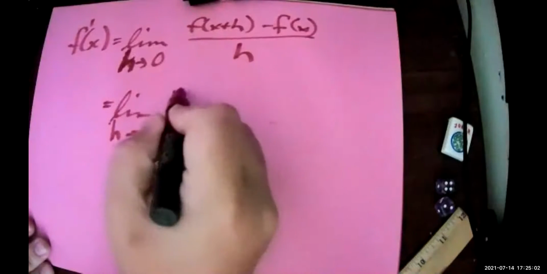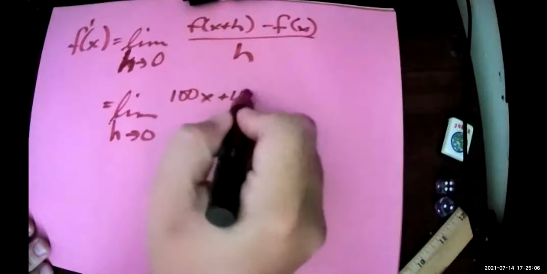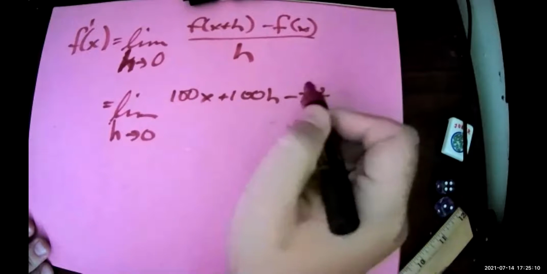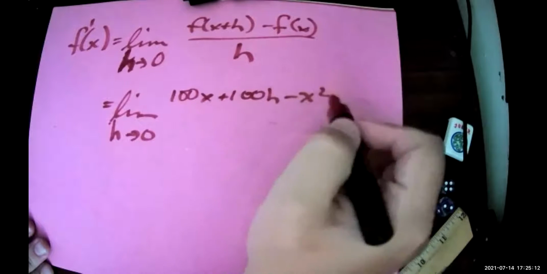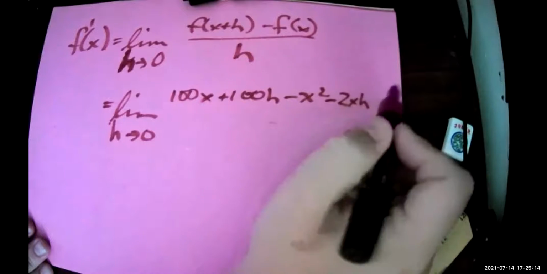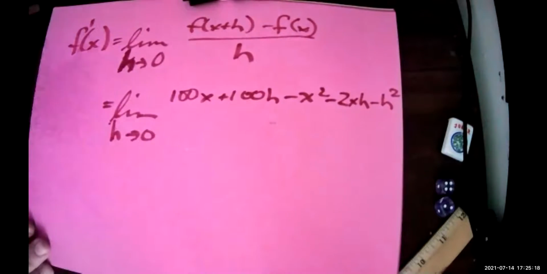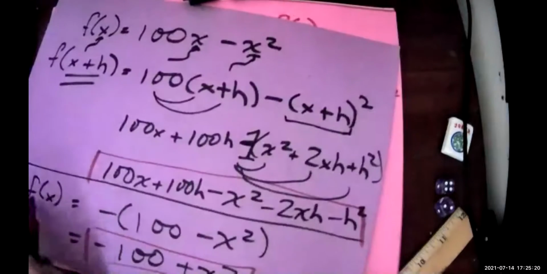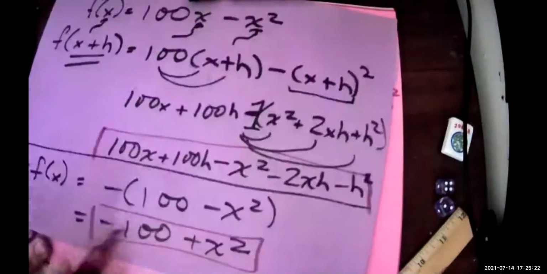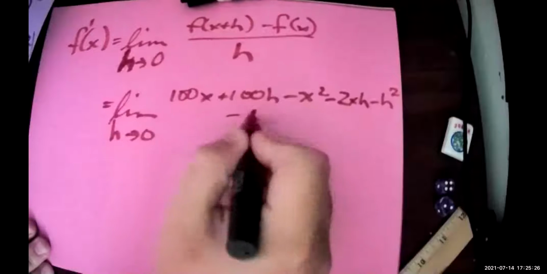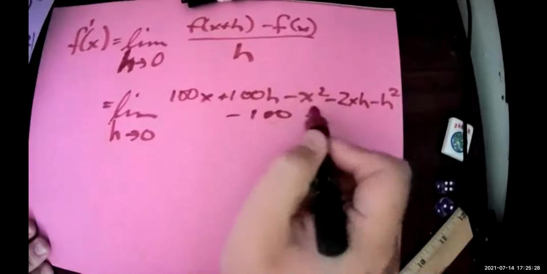100x plus 100h minus x squared minus 2xh minus h squared. Good. Now, minus f of x is this quantity, minus 100 plus x squared, because that's what's here. Minus 100 plus x squared.